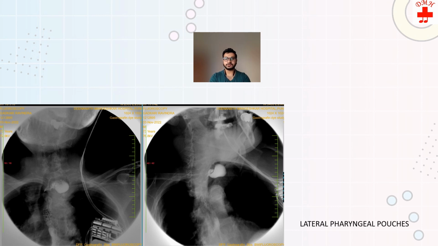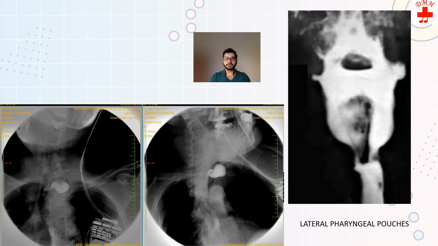So this is the most common site of Zenker's diverticulum. So pharyngocele, it is normally found in some people with occupations where they have to blow forcefully. For example, glass blowers, trumpet blowers.